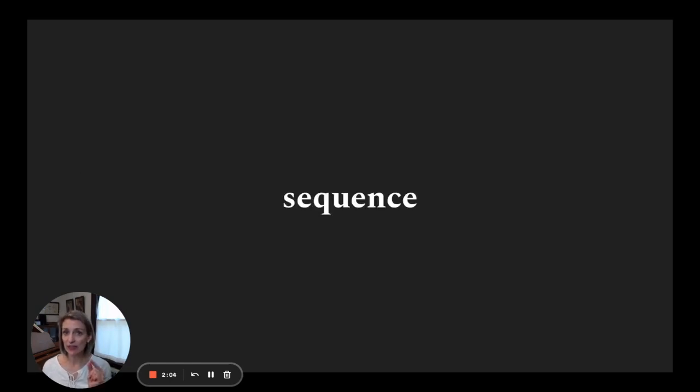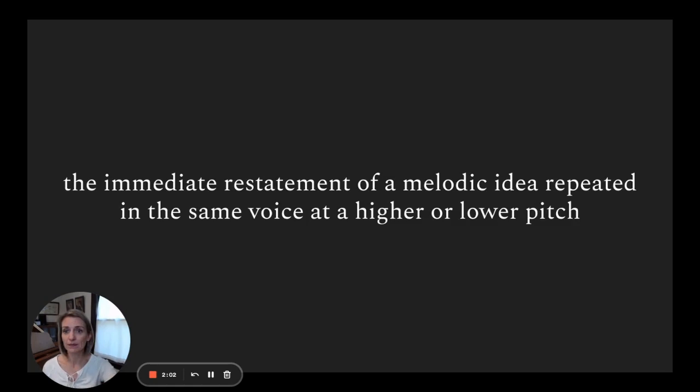Sequence is when you take that motive and you immediately restate it at a higher or lower pitch. So to read the official definition, this is the immediate restatement of a melodic idea repeated in the same voice at a higher or lower pitch.